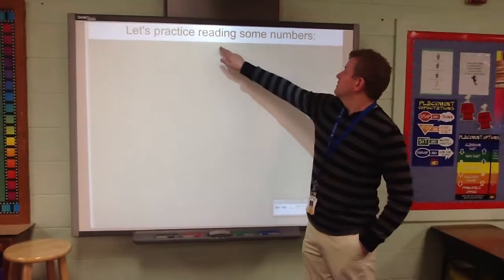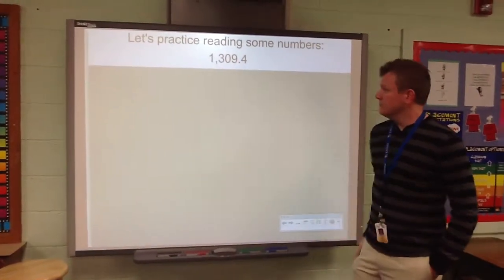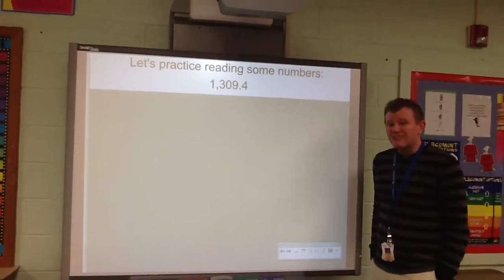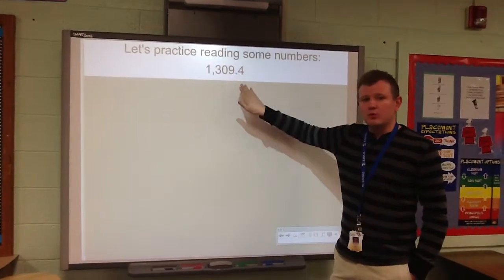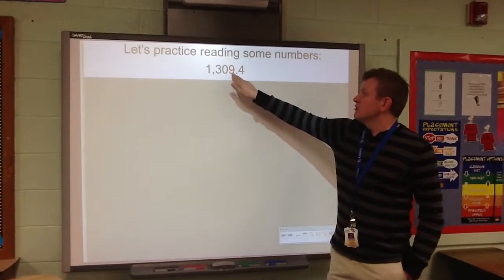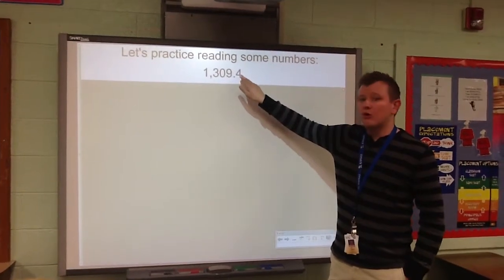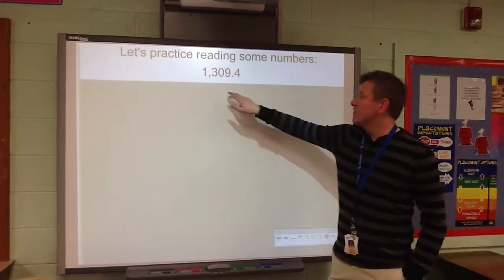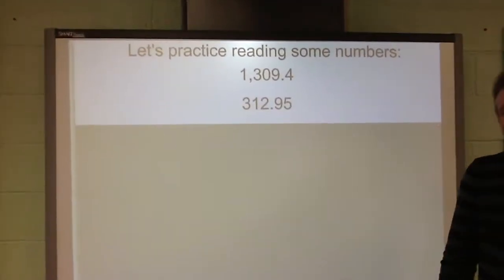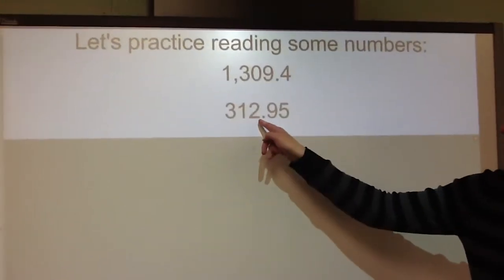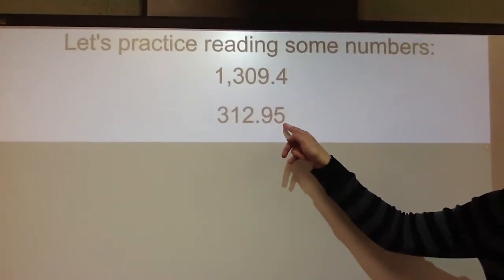Okay, let's practice reading some numbers. This is 1,309. You read the whole number just the same as if there wasn't a decimal there. 1,309 and 4/10, because it's in the tenths place. 312 and 95 hundredths. 312 and 95 hundredths.